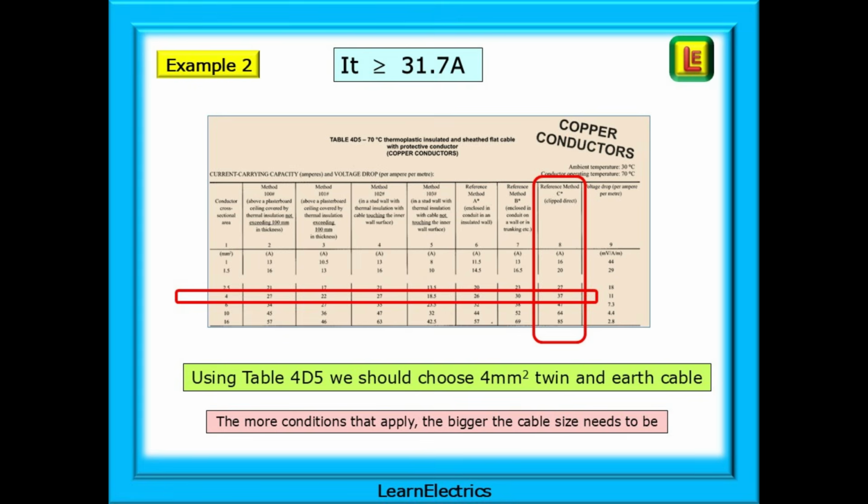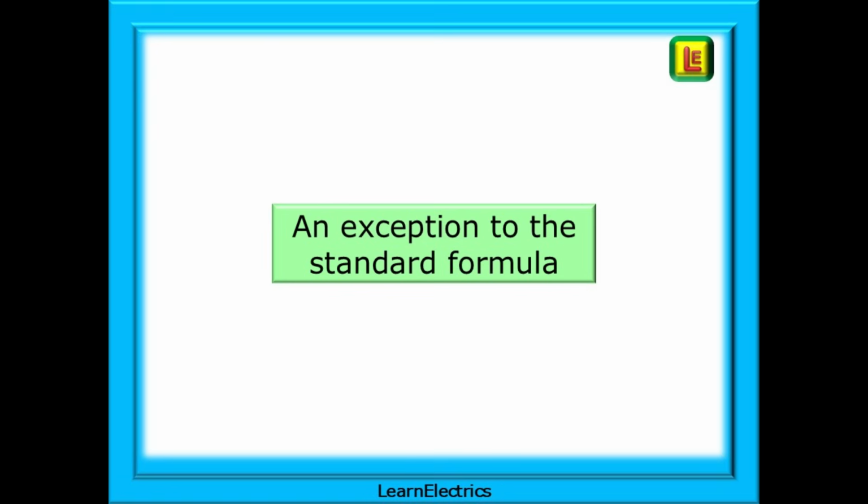Notice that the more conditions that apply, the bigger the cable size may need to be. Virtually everything that we do to a cable will make the conditions worse, and as professionals we are expected to manage these correctly. There is an exception to the standard formula. The standard formula, the normal equation, uses IN on the top, but this different equation uses IB on the top for a very good reason.